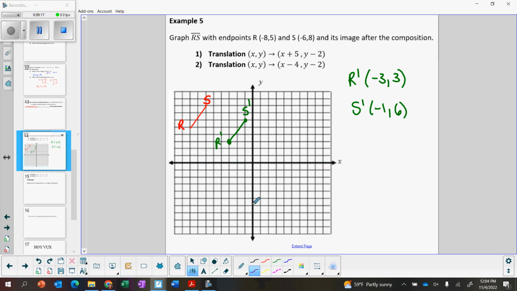And now we're going to do the second translation to the primes. So from these two, I'm going to get something called double primes, R double prime and S double prime. So I'm going to do x minus 4, so negative 3 minus 4, and y minus 2, which means 3 minus 2. We're going to do negative 1 minus 4, which is negative 5, and 6 minus 2 is 4. So that's going to put us at (-7, 1) and (-5, 4).